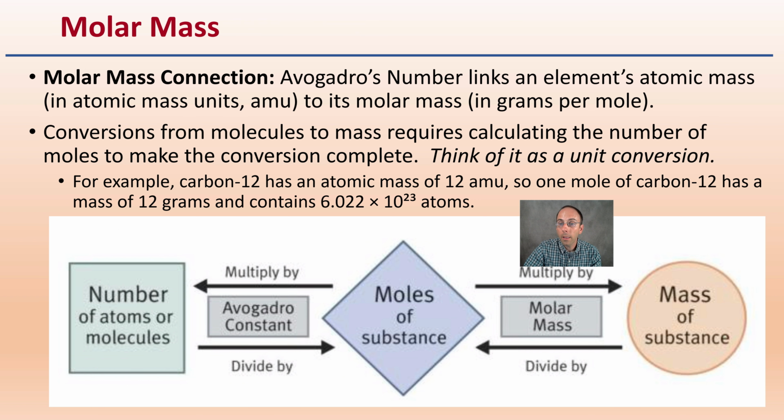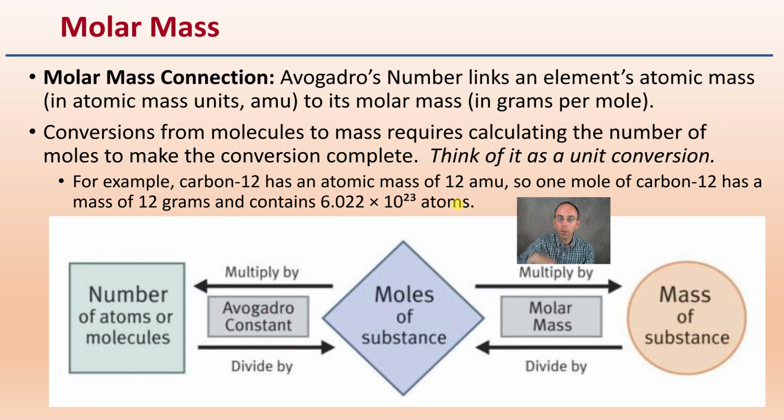Now this gets into the concept of molar mass. Avogadro's number links an element's atomic mass, in atomic mass units or AMUs, to its molar mass in grams per mole. Conversions from molecules to mass require calculating the number of moles to make the conversion complete. Think of this as a simple unit conversion. While it may look a little confusing here, when you work with it more, it's a very repeated sequence of steps. For example, carbon-12 has an atomic mass of 12 AMU, so 1 mole of carbon-12 has a mass of 12 grams, and that means it also contains 6.022 times 10 to the 23rd atoms.